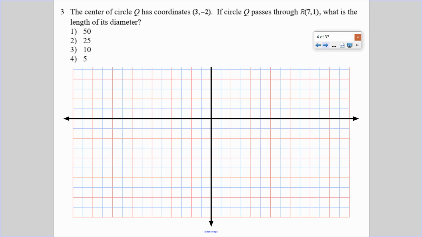Number 3. There's no graph paper on this particular question, but like anything, if you can put it on a graph, put it on a graph. The center of circle Q has coordinates (3, -2). That's my center. If circle Q passes through R, which is (7, 1), what is the length of its diameter? Well, this is the center, and this is a point on the circle. This is the radius. To find that length, I do distance.